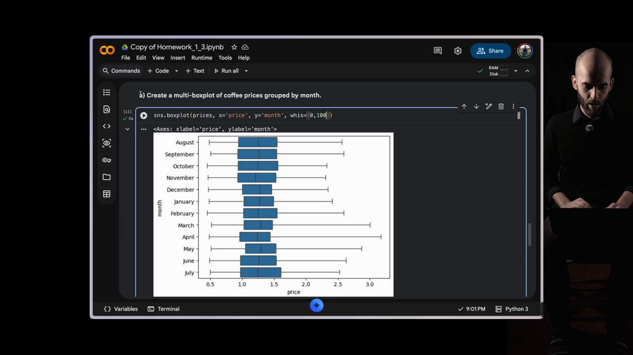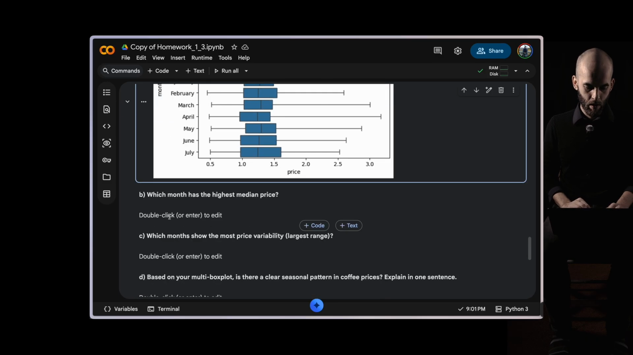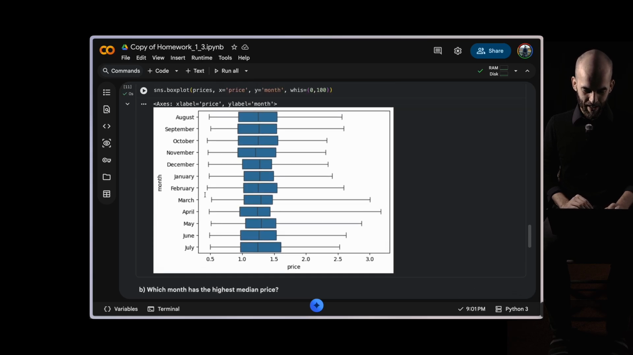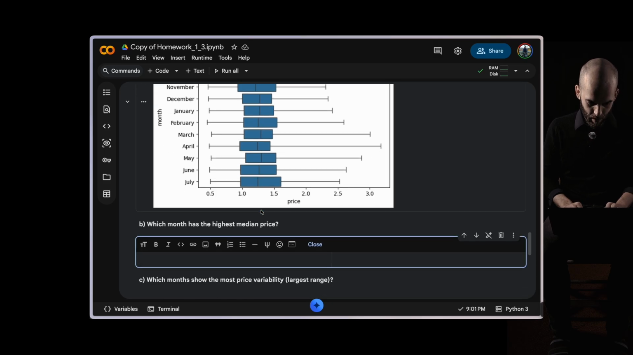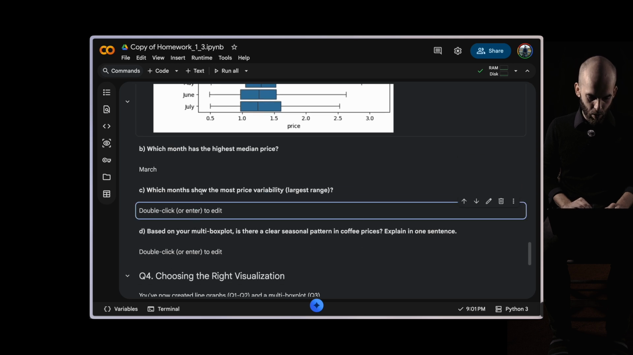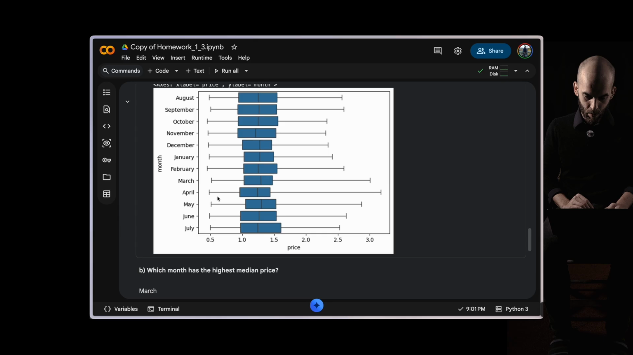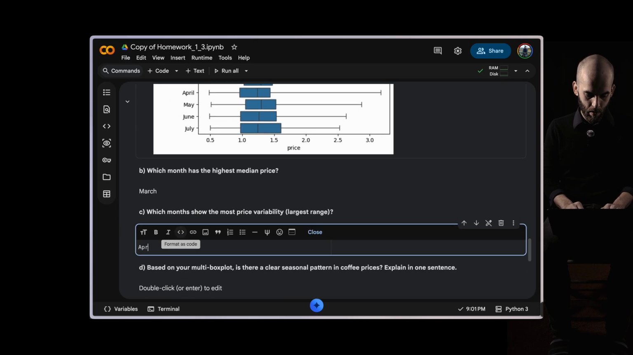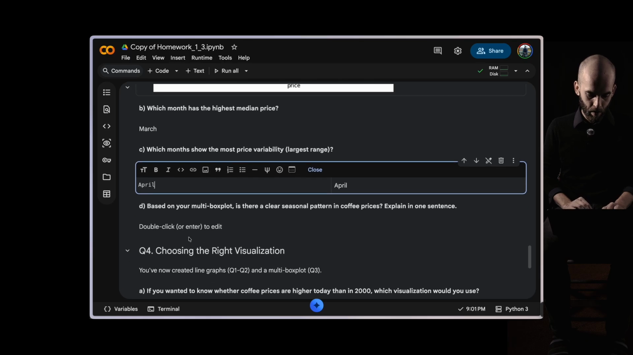Okay, did we answer the question? Create a multi-box plot of coffee prices grouped by month. I think we did. Okay, so then which month has the highest median price? So this is kind of hard to tell, but I'm gonna say that it's March. All right. So which months show the most price volatility? So the largest range. That one looks like April. So let's say April.